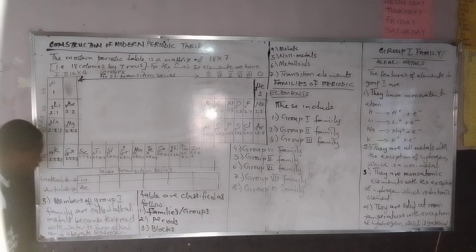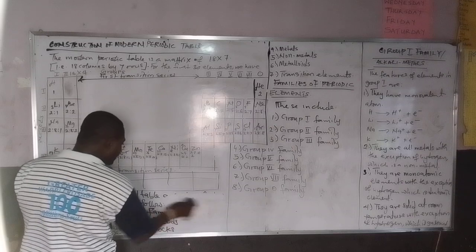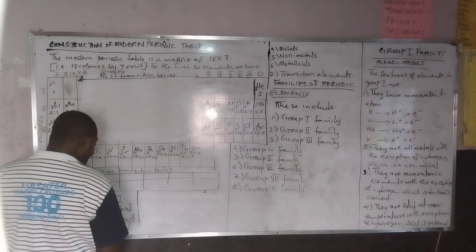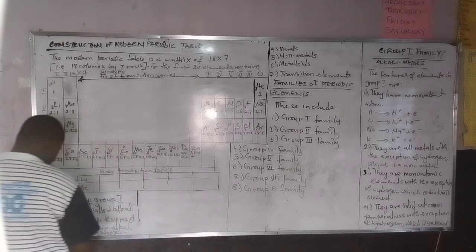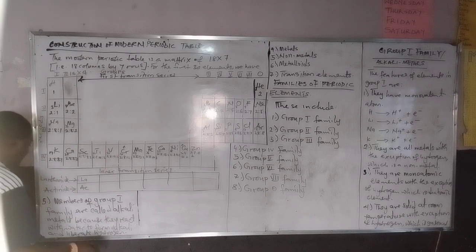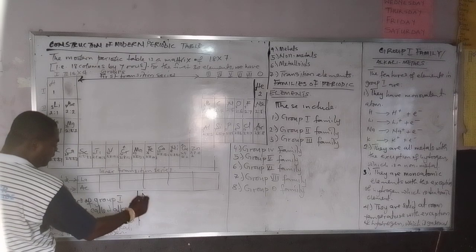An exception is hydrogen. No, hydrogen cannot do that. What do I mean? What is alkali? Alkali is hydroxide of elements in group 1. So soluble hydroxides are alkali. What am I talking about?